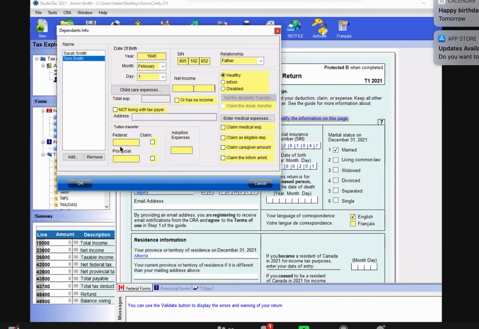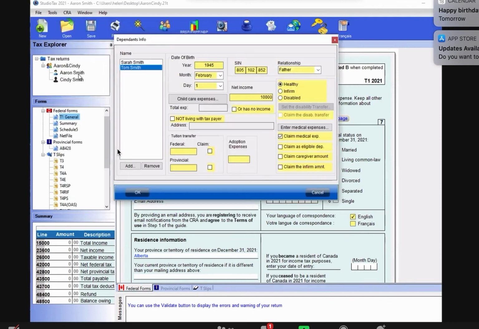Okay, then if Tom's net income, for example, is 10,000, you know that Tom's medical expenses will be reduced by 3% of Tom's net income, right? So how do you put Tom's medical expenses? You claim medical expenses because this one is Aaron. You know Aaron wants to claim Tom's medical expenses. So you click claim medical expenses, then enter here, enter medical expenses.